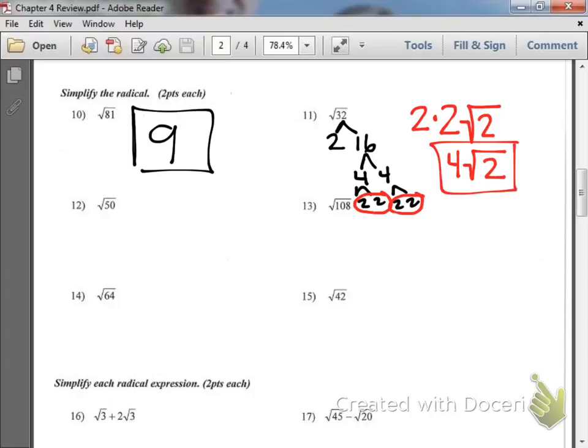Questions? All right, what is square root 50?